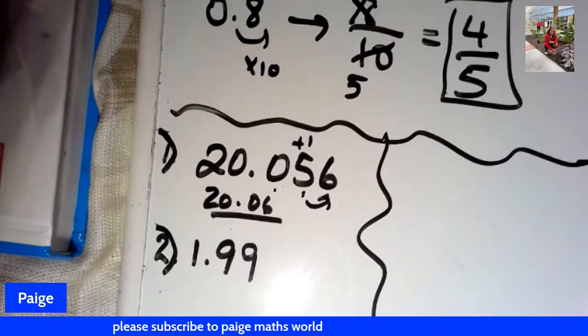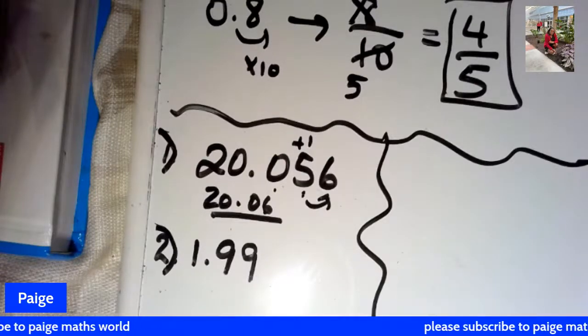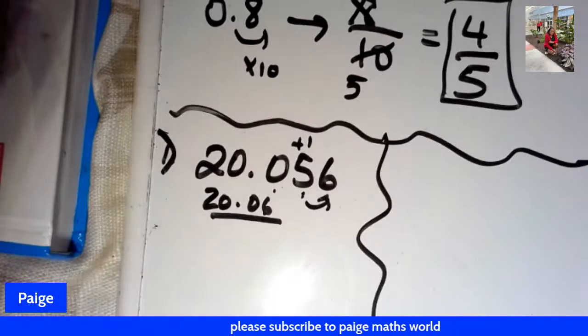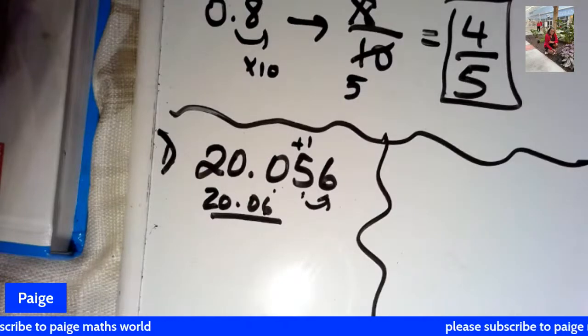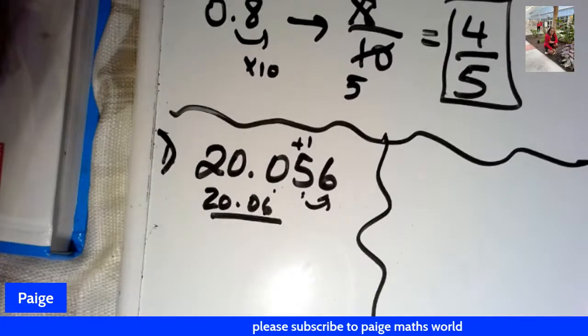Do you guys get it? Do you guys understand that one? Any question about it? Any question, Empress? Do you guys have a question, Jay? How did I get 20.06? Or you got it?